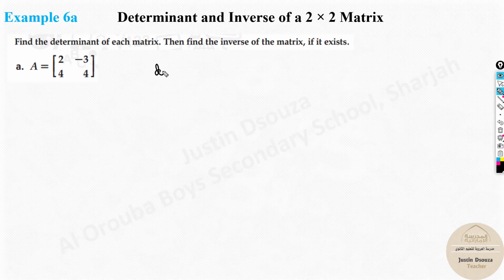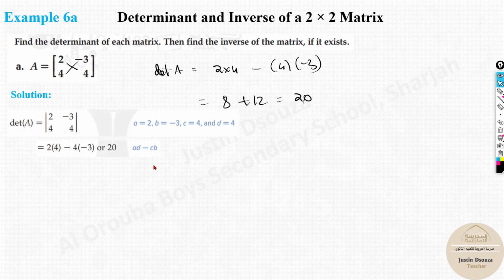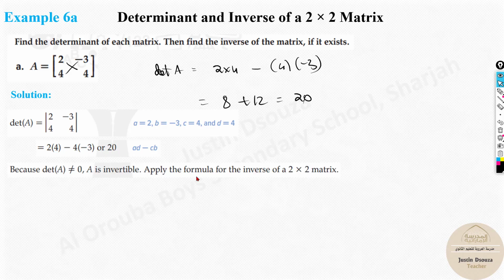First find the determinant of A, that is this and this cross multiplication. It's 2 multiplied by 4 minus 4 multiplied by minus 3. The answer is 8 minus of minus will be plus 12. The answer is 20. Now, the determinant is not equal to 0, right? It's 20. That means, yes, the inverse exists.